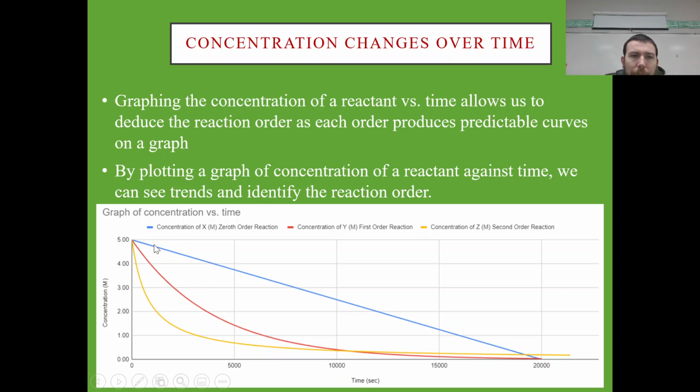And so, like what we've got here, and we'll see how we can use this particular graph with respect to half-life to determine, the blue line is 0th order, the red line is 1st order, and the yellow-orangish line is going to be 2nd order. That's really going to be the bulk of what this video is going to look at: how do we use these graphs to make those predictions and identify the reaction order?